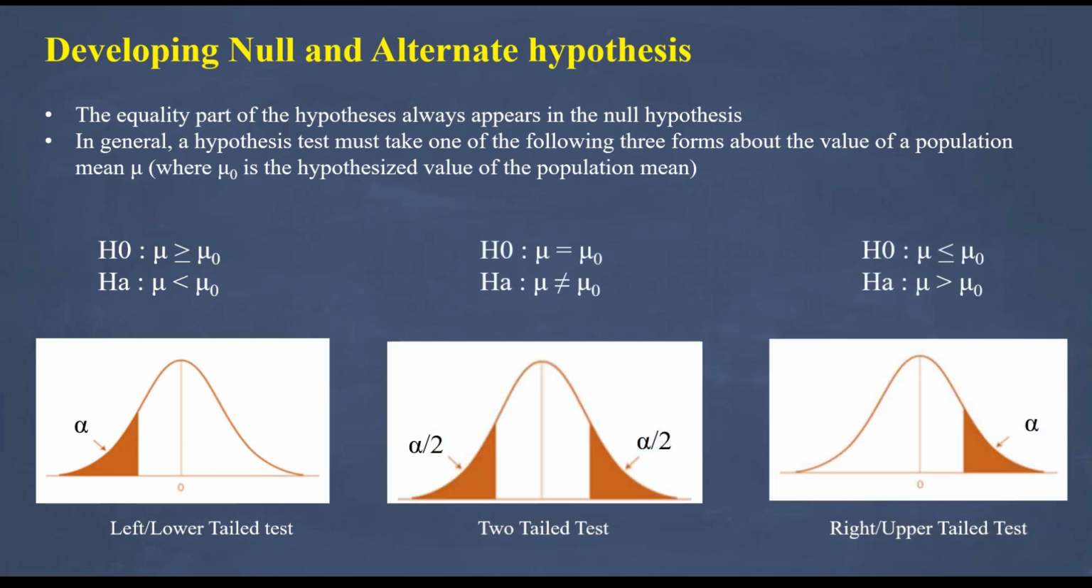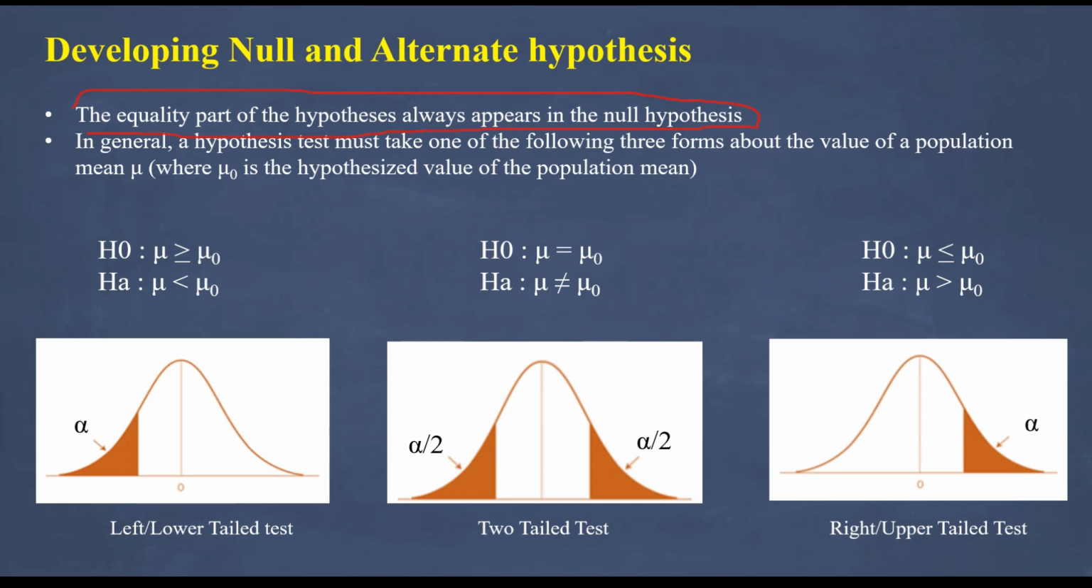So, developing null and alternate hypothesis. The equality part of the hypothesis always appears in the null hypothesis. Very, very important statement. In general, a hypothesis test must take one of the following three forms about the value of the population mean, that is mu, where mu0 is the hypothesized value of the population mean.